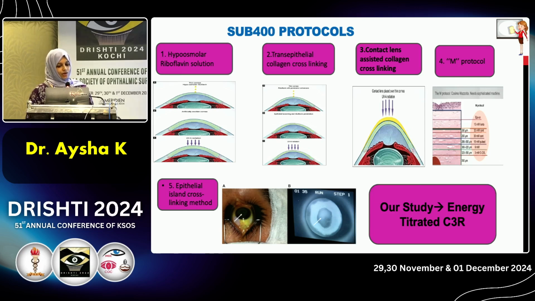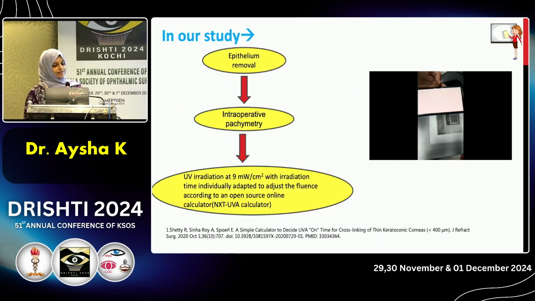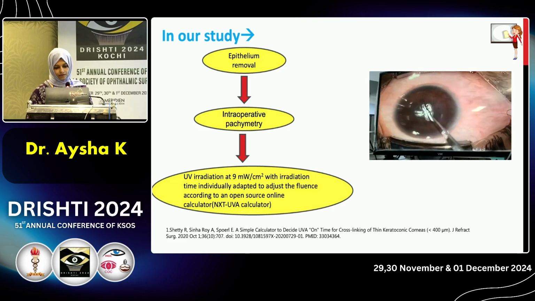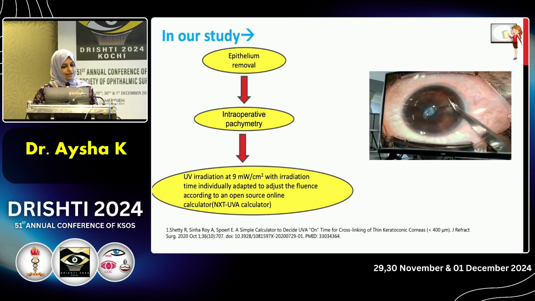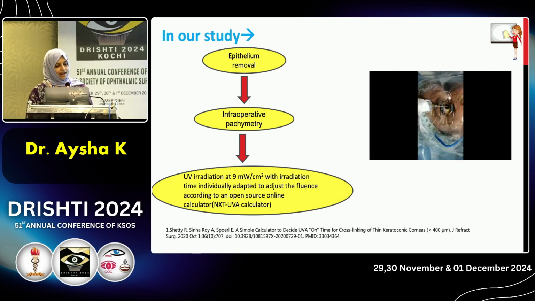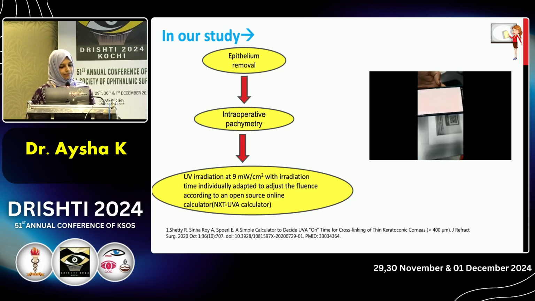In our study, what we do is energy titrated C3R. After the epithelium removal, intraoperative pachymetry value is taken and ultraviolet irradiation at 9 milliwatts per centimeter square is given, with irradiation time individually adapted to adjust the fluence according to an open source online calculator. Next, the UVA calculator is used.